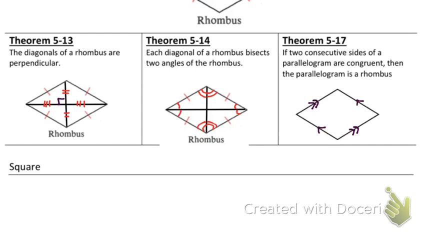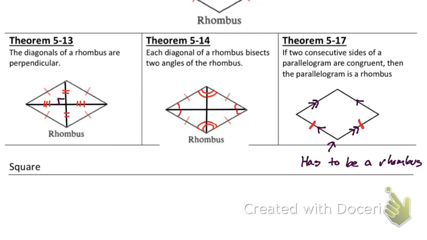So let's say you're given a proof and it says you have a parallelogram, and 2 consecutive sides, like this side and that side, are consecutive. Then it has to be a rhombus. So if you're given a parallelogram, 2 consecutive sides being congruent, you know it has to be a rhombus. And kind of use common sense on this.